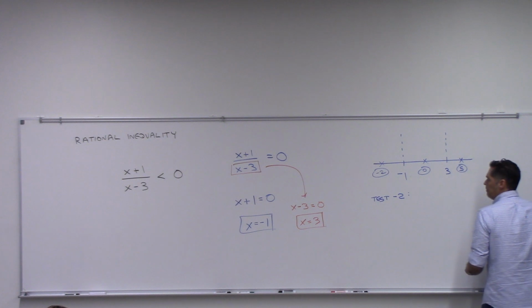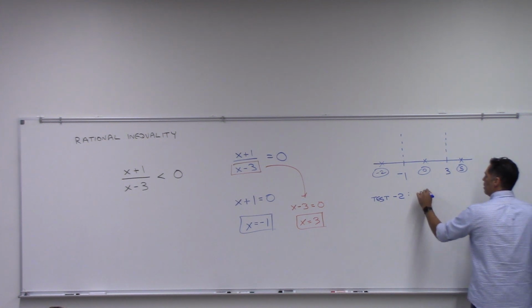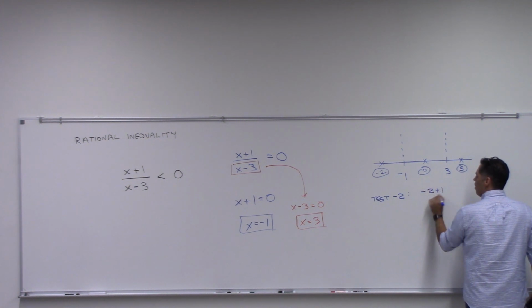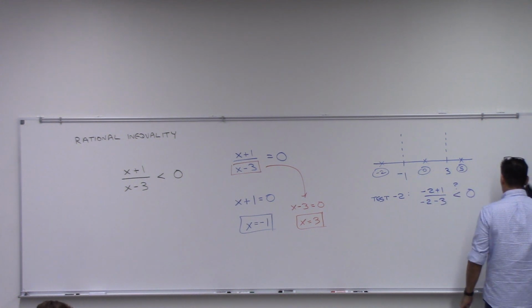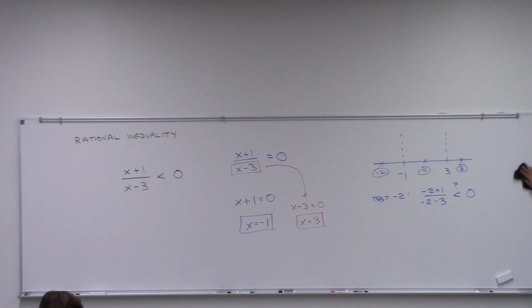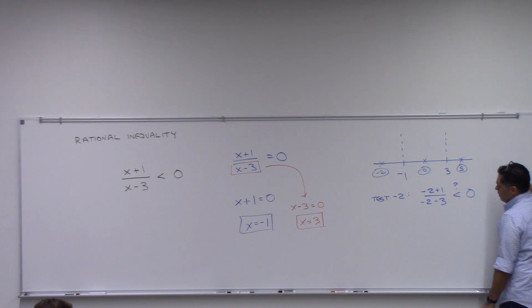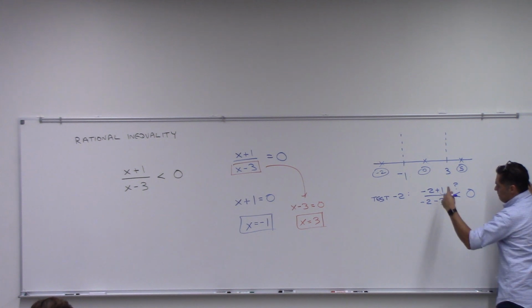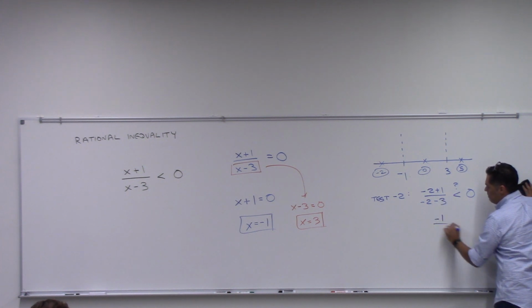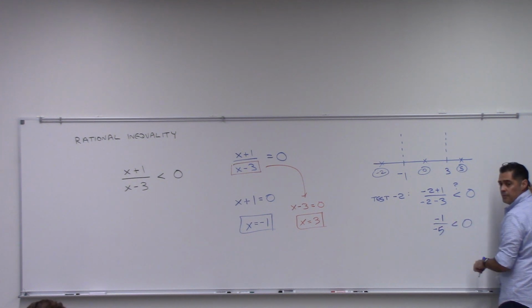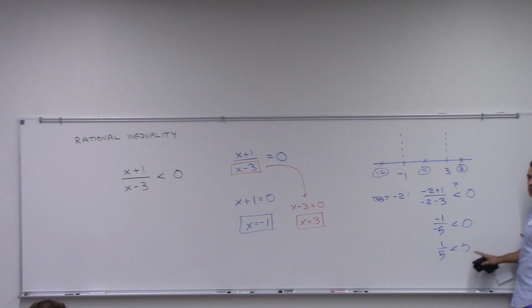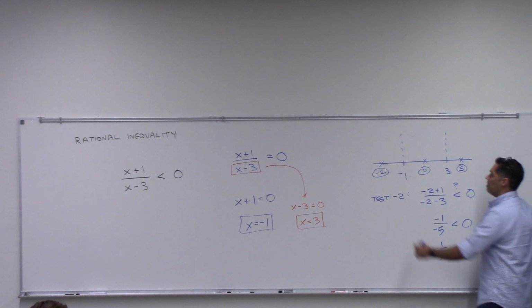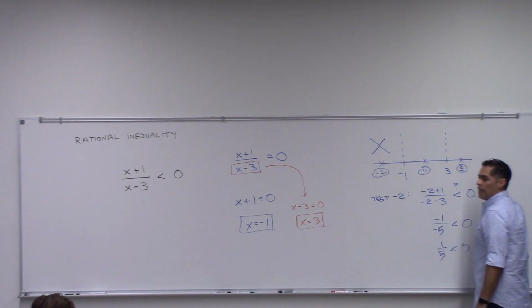Where am I plugging it in? Original inequality. So negative 2 plus 1 over negative 2 minus 3. Is that less than, sorry, not less than or equal to. Is that less than 0? What's your numerator? What's the top? Negative 1? Bottom? Negative 5? You have a negative over a negative. Positive. Is 1/5 less than 0? No. That doesn't work over here. Okay?